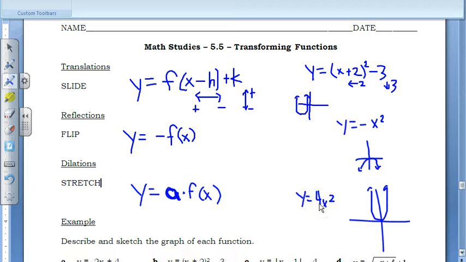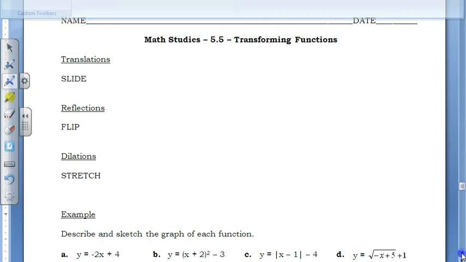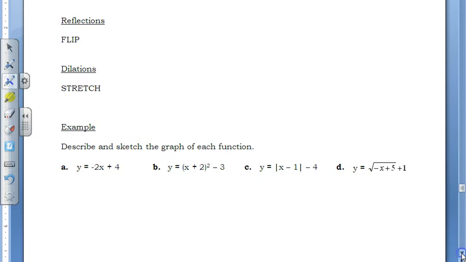Multiplying by a decimal, which is the same as dividing, will actually stretch it wider. So if I had a 0.5x², it would get wider. 0.2 even wider. So we can adjust any of our functions using these different methods to make them transform.